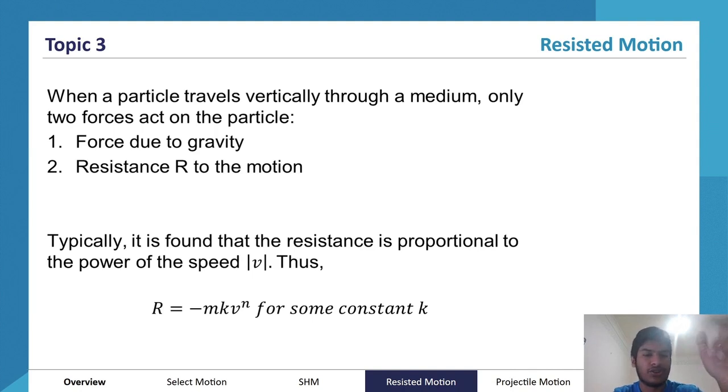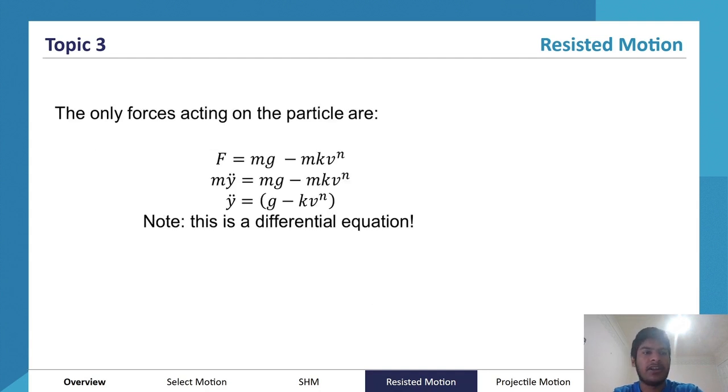Sometimes n is 1, sometimes it's 2 usually, sometimes 3, very rarely though. But in the question they will definitely specify, so you don't have to come up with it yourself. The only forces acting on the particles are gravity and air resistance.